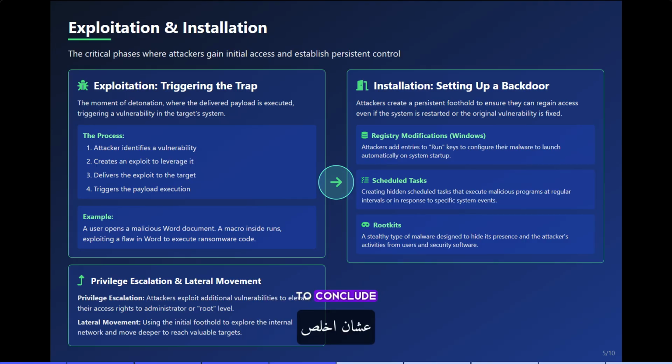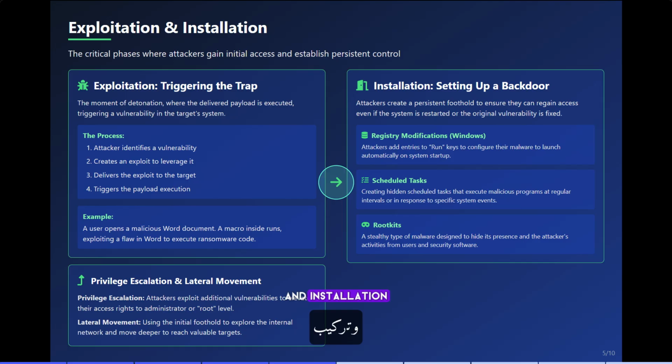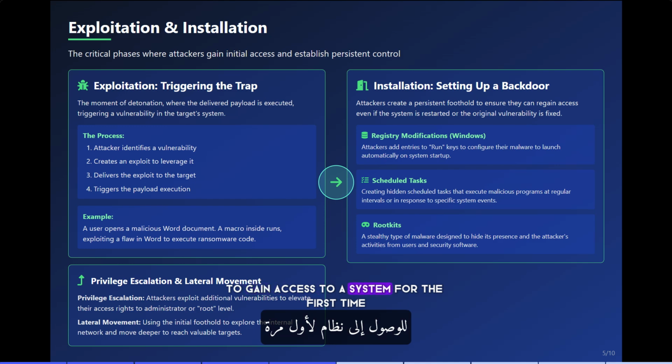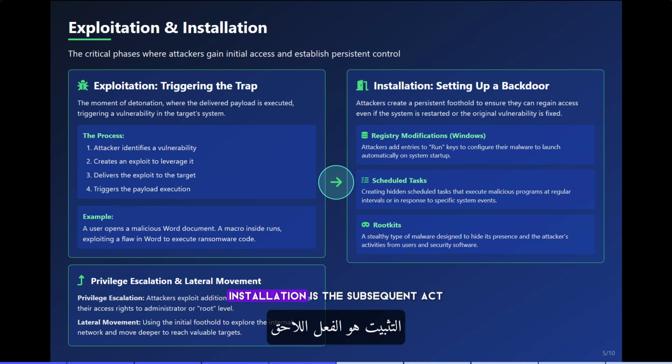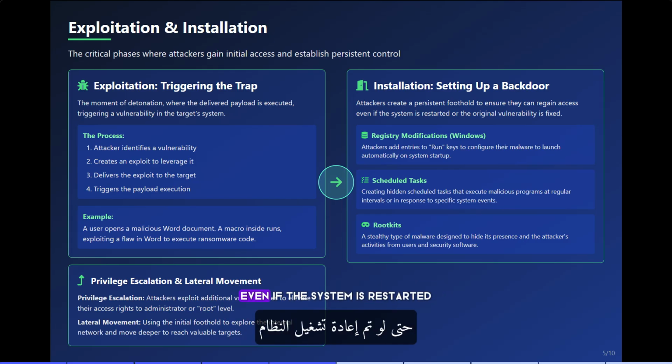To conclude, what is the primary difference between exploitation and installation? Exploitation is the initial act of running the payload to gain access to a system for the first time. Installation is the subsequent act of setting up a persistent backdoor so the attacker can regain access later, even if the system is restarted or the original vulnerability is fixed.